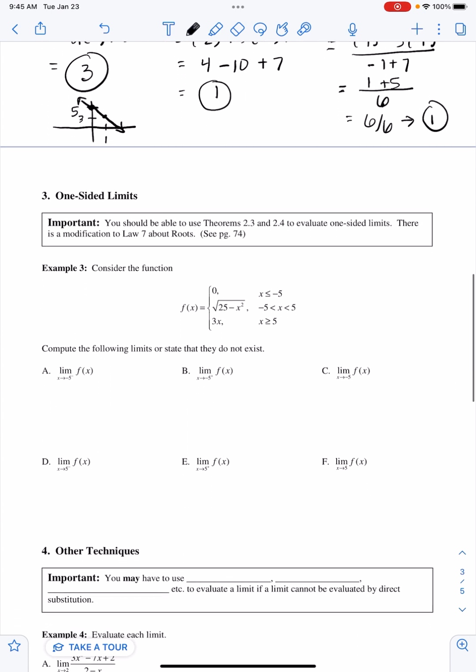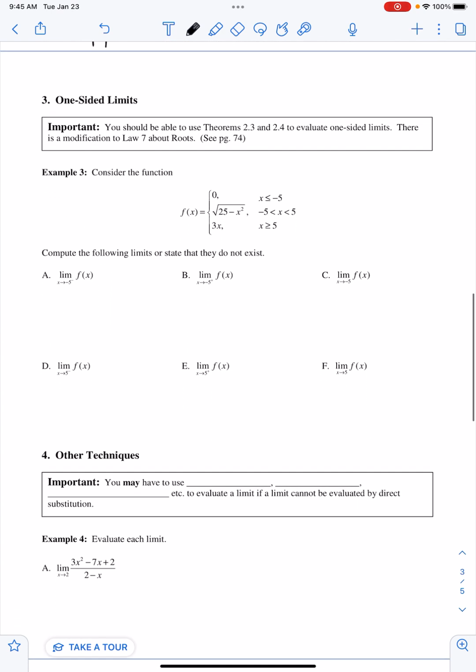All right, so we're going to look at this in terms of one-sided limits. We're going to try to evaluate similarly. We just have to pay attention to the domain. If I look at this function here, I get this horizontal line of 0, but this is only good for x less than or equal to -5. So we're going to use that function as long as we're equal to -5 or left of -5.